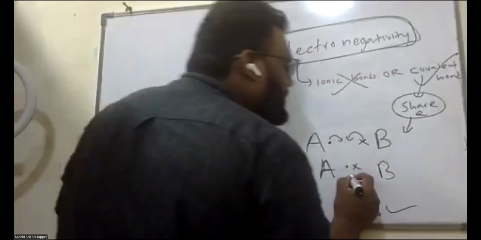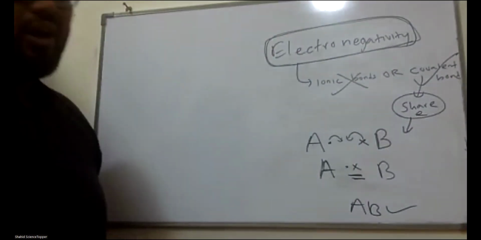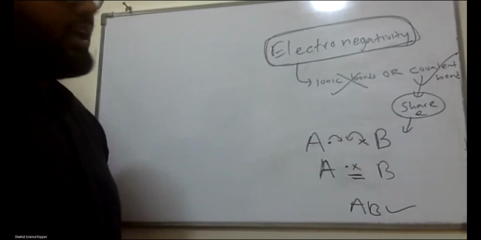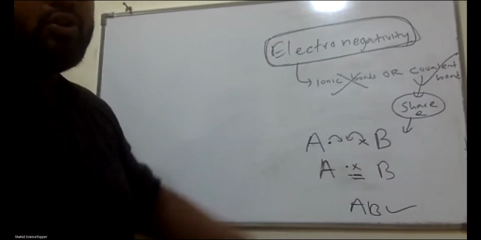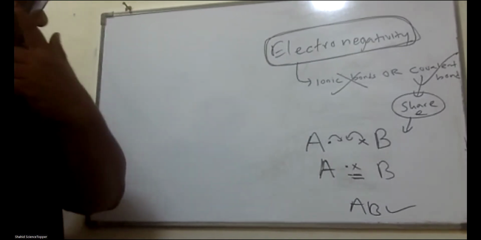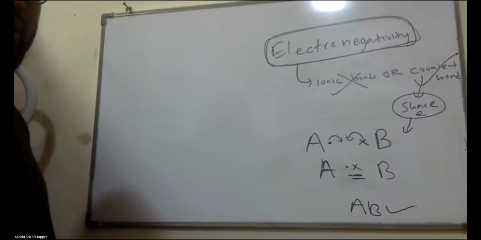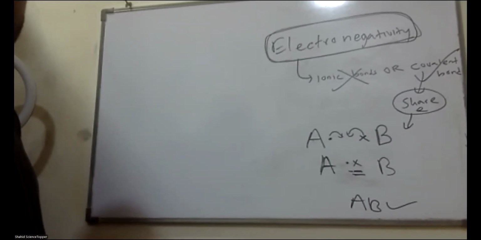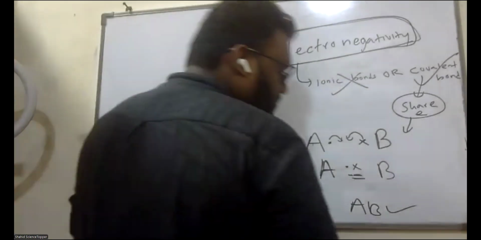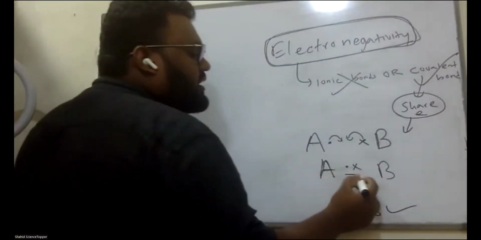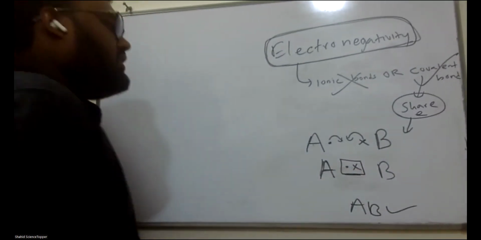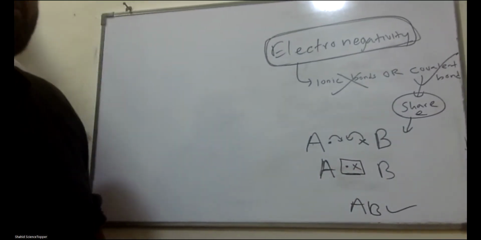So this shared electron pair, which one does the ownership belong to? The ownership will belong to both of them because they are shared electrons. Both of them are sharing. So there is a special name for this, a pair of shared electrons, right?